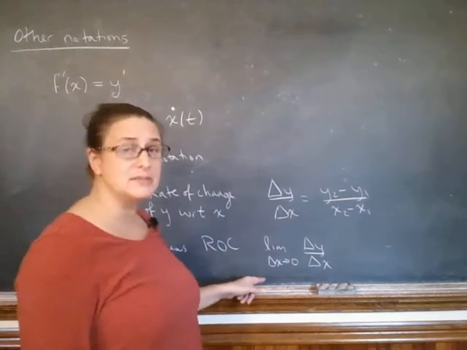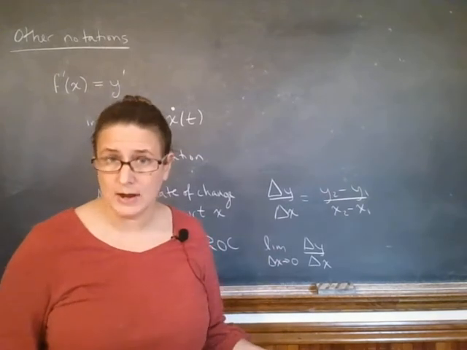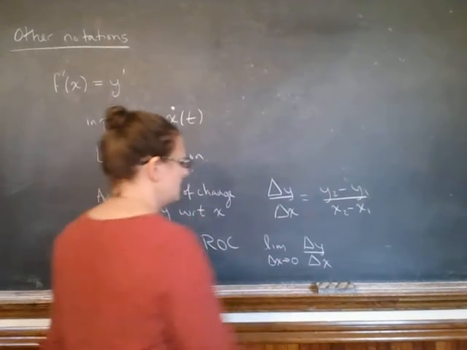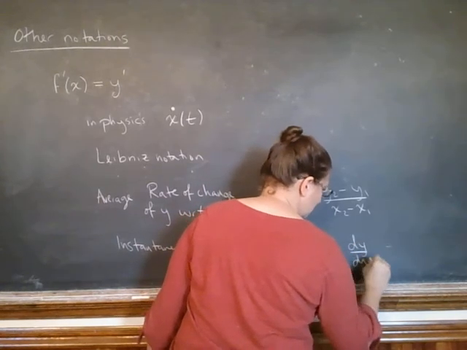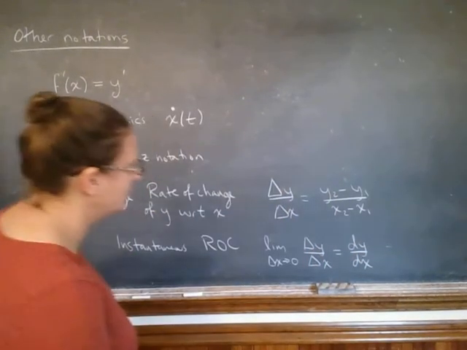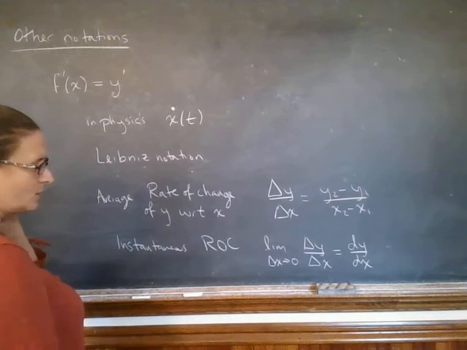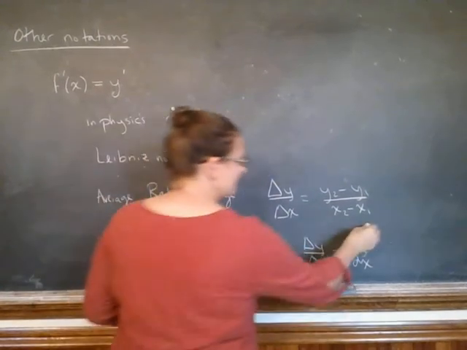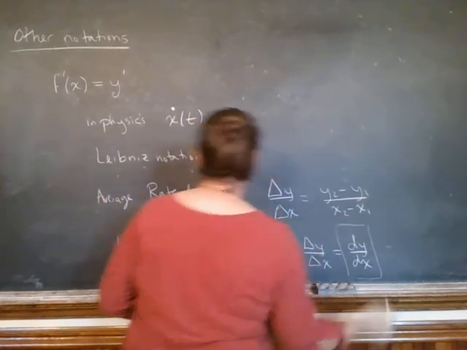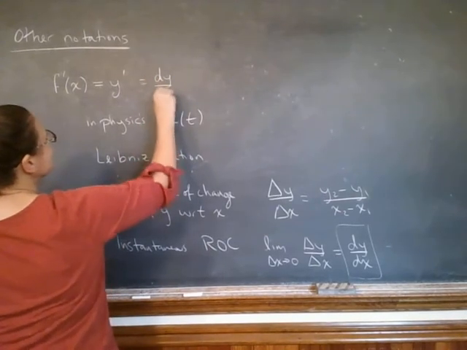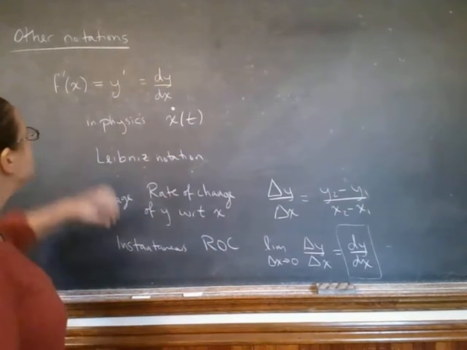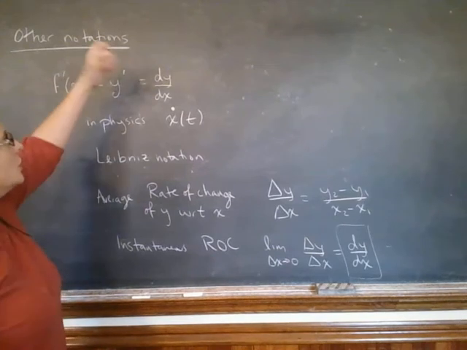In the limit, the delta goes to a regular d. So it goes from the Greek d to sort of a regular d, little d. Okay, so then this became the notation for the derivative. So if you see dy/dx, it's the same as y prime, or f prime of x.